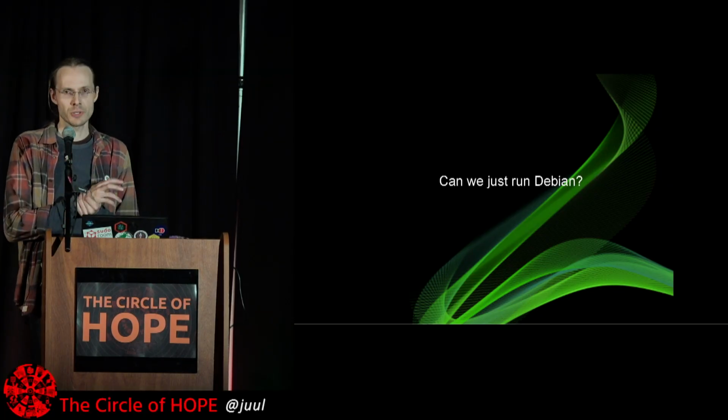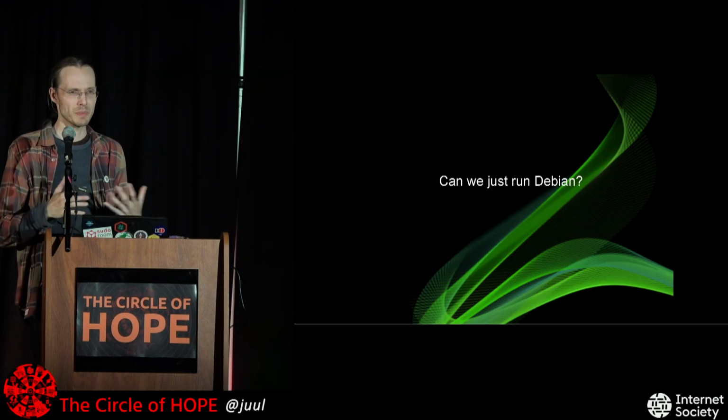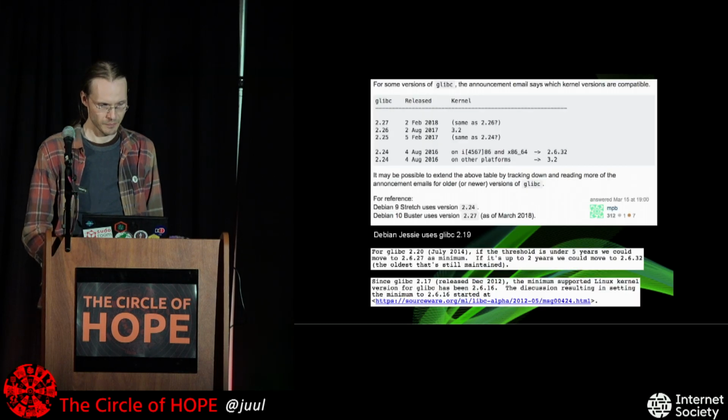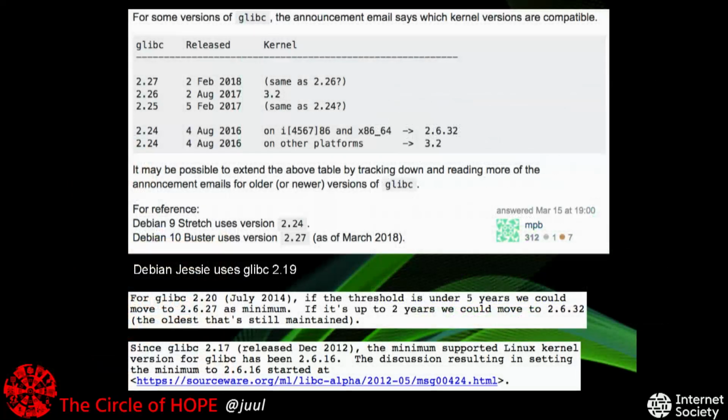So, okay, we have a kernel, that's great. Can we just run Debian on this thing instead of trying to do something super custom? Let's just run Debian. I like Debian, it's easy. Turns out, you remember that really ancient kernel, 2.6.31? That's a really old kernel.